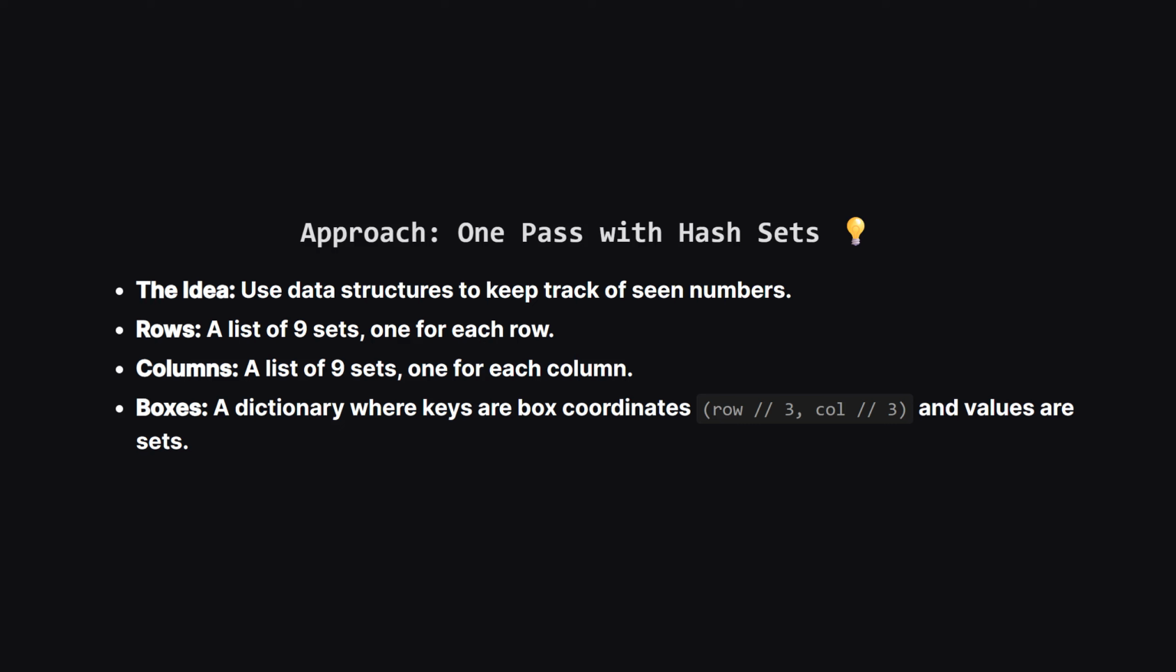The best approach here is to make a single pass through the board and use hash sets to keep track of everything. A hash set is perfect because it only stores unique items, and it lets us check for duplicates almost instantly. We'll use one set for each row, one for each column, and one for each 3x3 box.